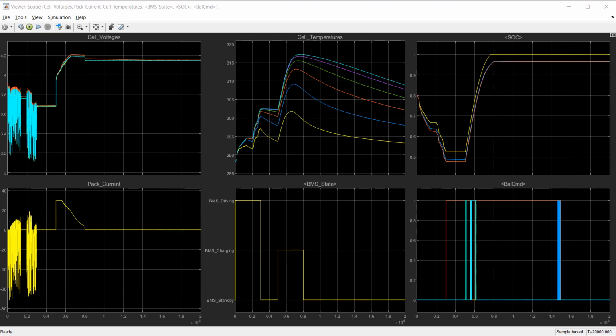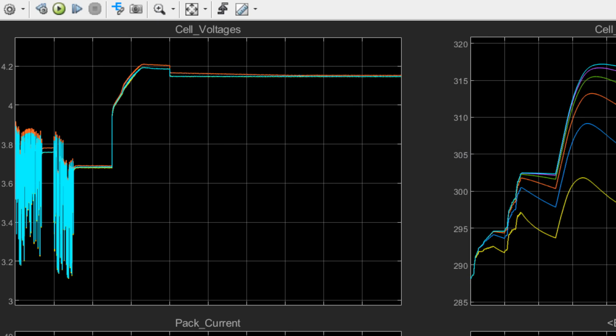Looking at the simulation results from an example driving, charging, balancing sequence, we first observe the individual cell voltages corresponding to an initial SOC of 75%. Towards the end of the simulation, the values converge towards one another due to the balancing procedure.